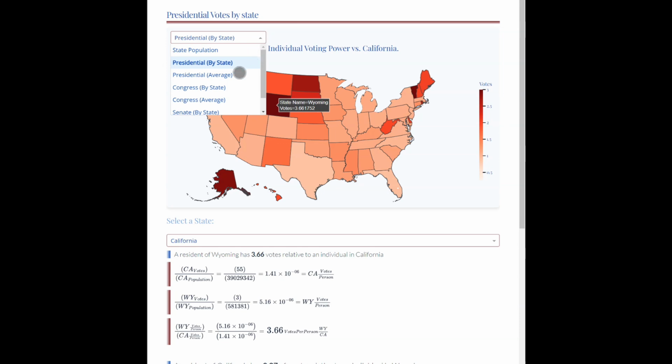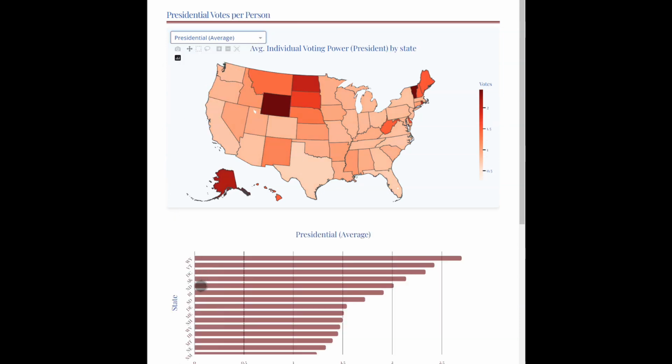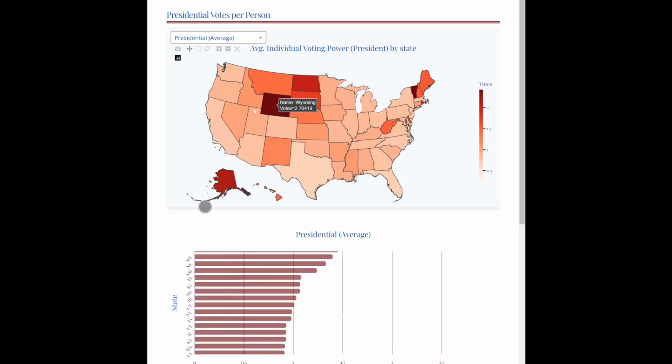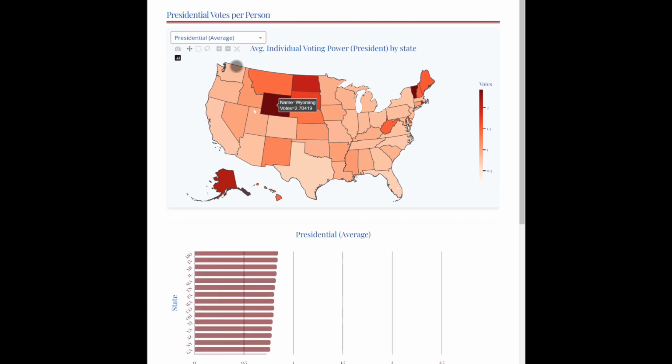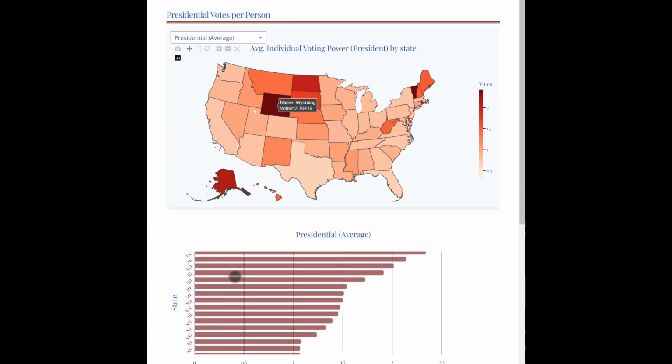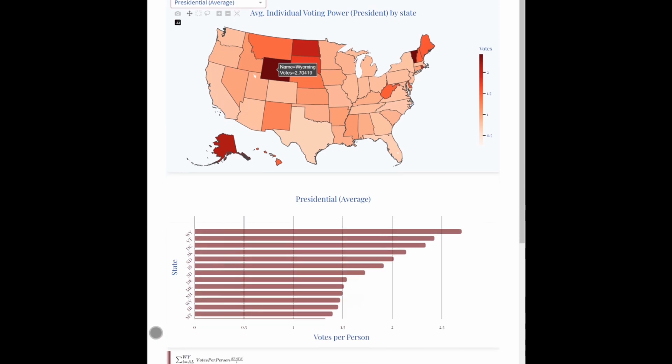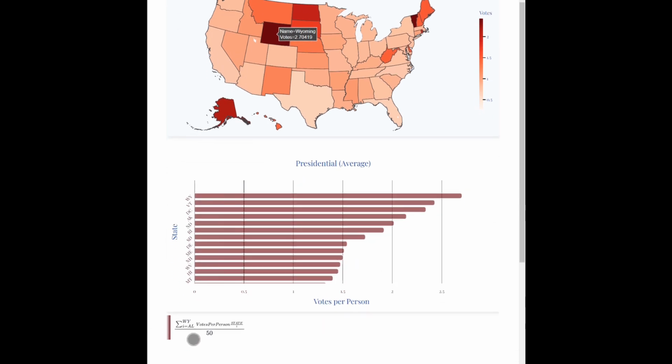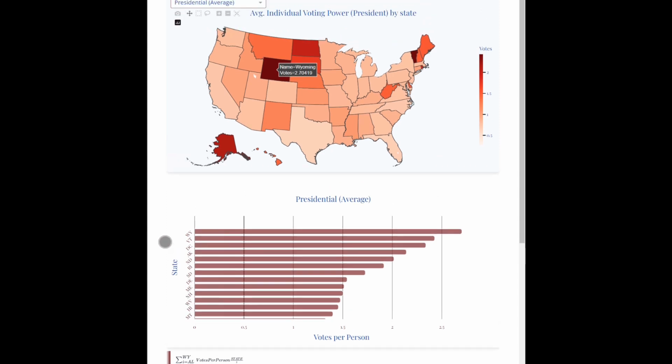Another way to visualize this data is by looking at averages. If we do that same calculation for each state and divide it against every other state and divide it by 50, then we can see the voting power per state on average. So as we see here, states with fewer people tend to have a higher voting power than states with more people. If we look at Wyoming, on average, an individual in Wyoming has 2.7 votes compared to an individual selected from another random state. We can see the calculation here showing the summation divided by 50, the previous equation we saw in the last video.